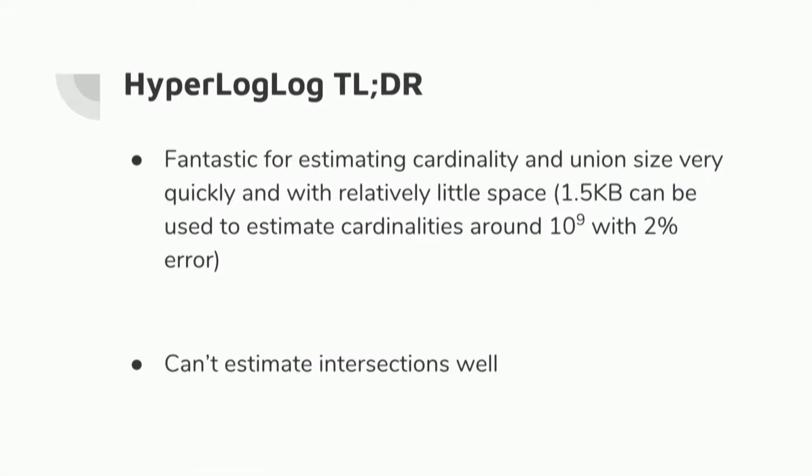So the TLDR of this data structure, HyperLogLog, I'll also call it HLL in the rest of the slides in case that's confusing to you. HyperLogLog, HLL, same thing. So it's great for estimating a cardinality and union size really quickly because you're basically using a data structure that's 1.5 kilobytes. That's basically a very small set that you can keep in memory. And you can use something of that size to estimate sets on the order of billions of distinct elements with very, very little memory usage.